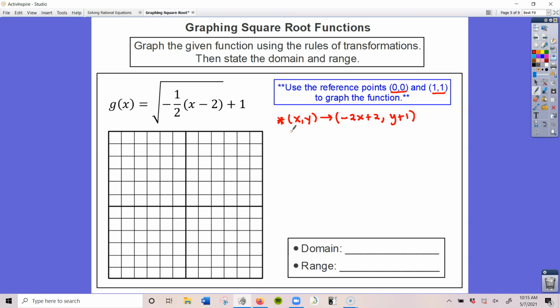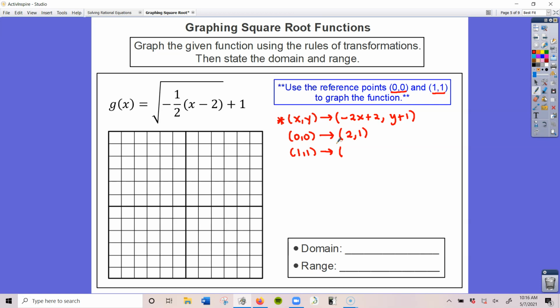Now we use our reference points, 0, 0, and 1, 1. When I plug in 0, 0, -2 times 0 is 0, plus 2 is 2. And 0 plus 1 is 1.